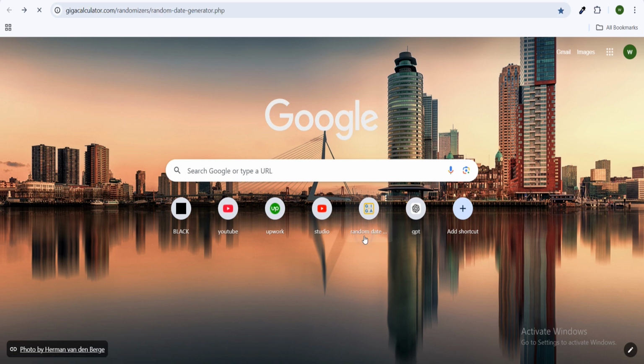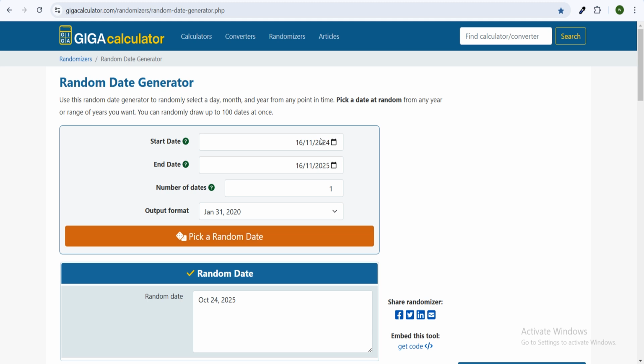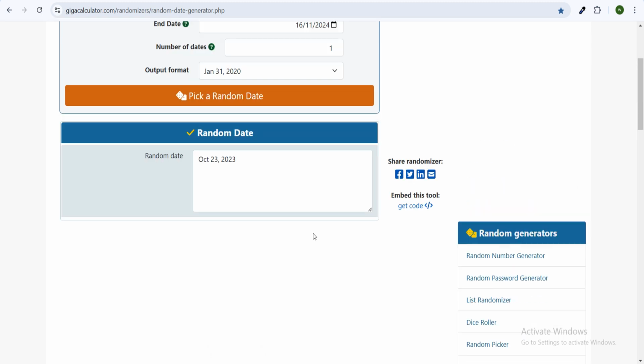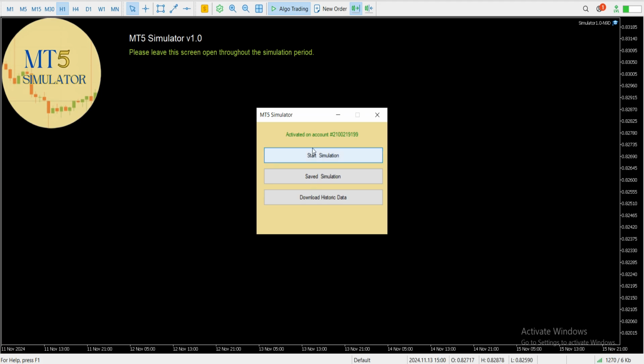First, pick random dates. This time I'm going to be doing the simulation of GBP JPY. I need one date from 2nd till 11th. It's October 23, 2023. Okay, let's do October 23, 2023.